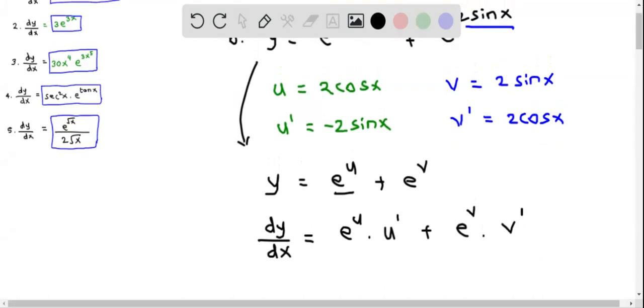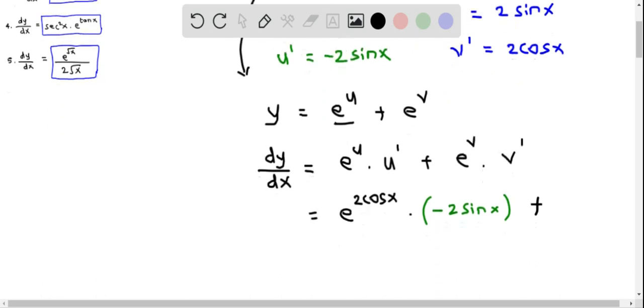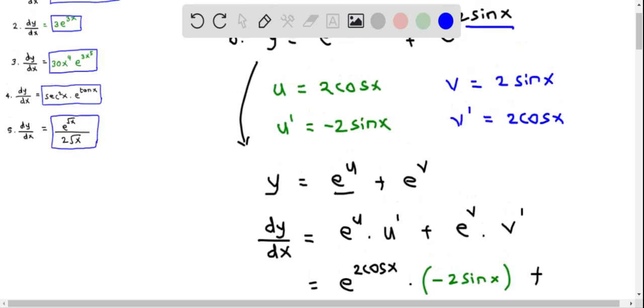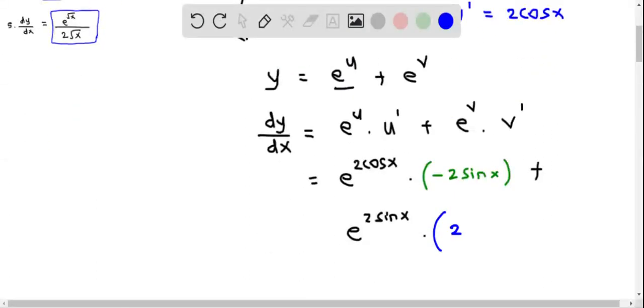So we can now substitute the values of u prime, v, and v prime. And so this becomes e raised to the power of u, which is 2 cosine x, times u prime, which is negative 2 sine x. So I multiply this by negative 2 sine x. We then have plus e power v. So we write e raised to the power of v, which is 2 sine x. So replace v by 2 sine x times v prime. So v prime is 2 cosine x. So multiply this by 2 cosine x.